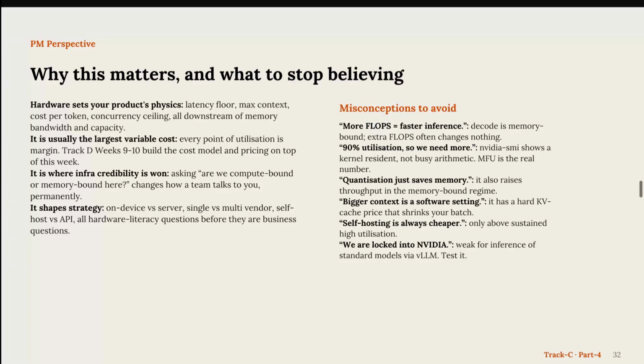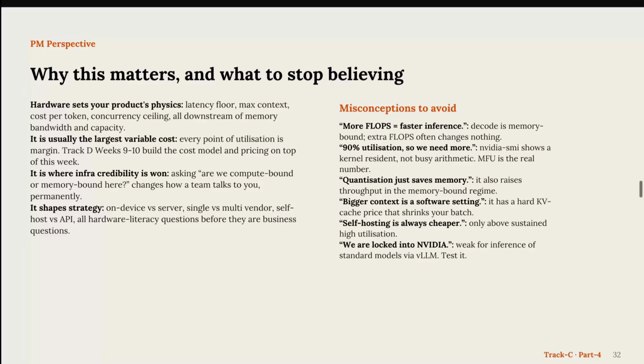90% utilization, so we need more, the model flops utilization or max flops utilization. We need to understand that 90% utilization is very high. At the max, we would achieve 35 to 55%. If improved, maybe to 70%. Quantization just saves memory. No, it also changes the throughput or output. So you need to ensure that proper evals or quality evaluation are put in place to ensure quantization doesn't put out wrong answers.